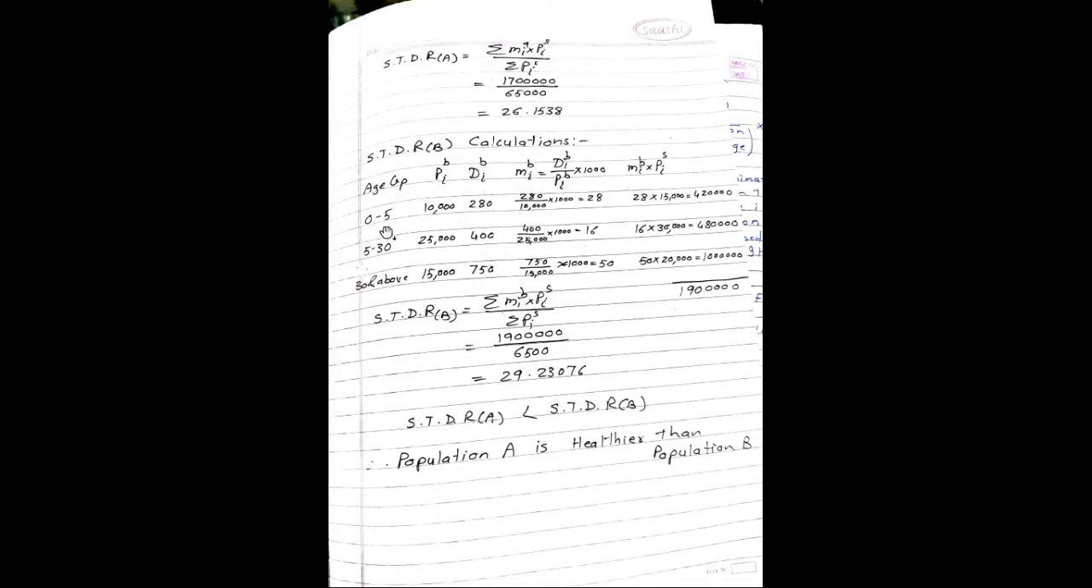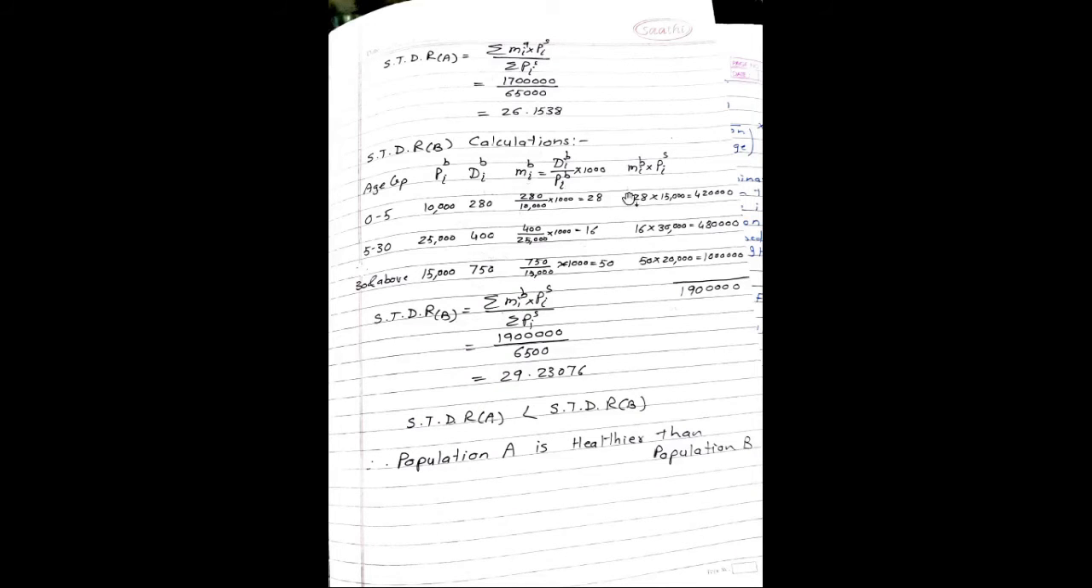So age group 0 to 5, population is given as 10,000. Total deaths are 280. So mortality rate is calculated as 280 upon 10,000 into 1000. So that is equal to 28. And 28 into PIS. PIS value, here we have to consider population A as standard population. So we will take the population from population A, that is nothing but 15,000. So 28 into 15,000, the answer is 4,20,000.